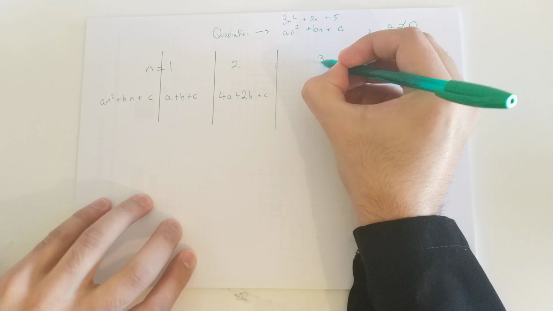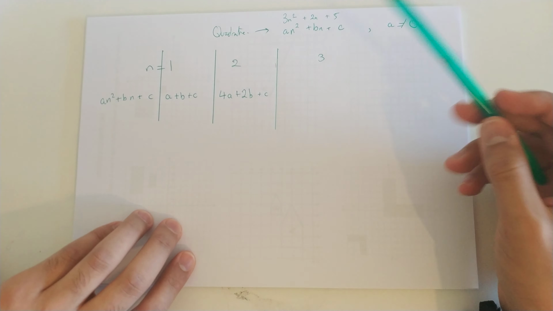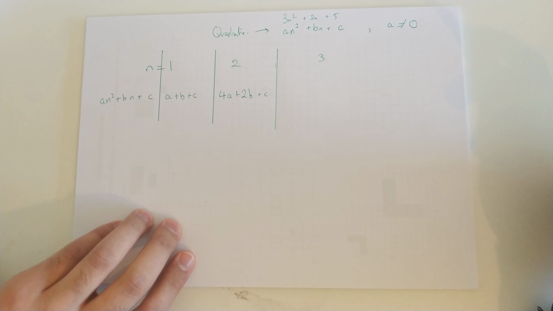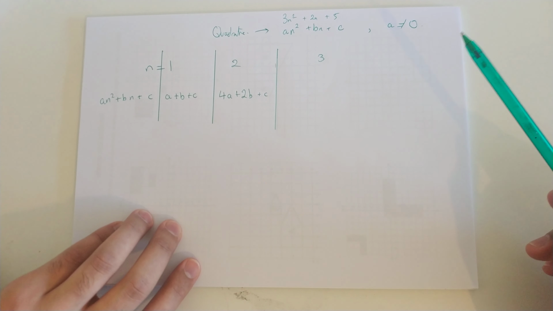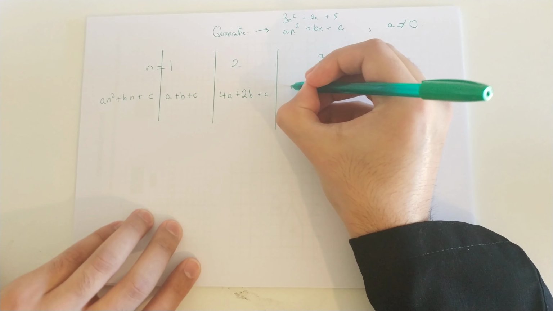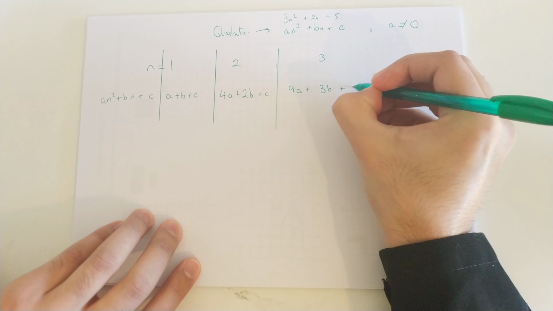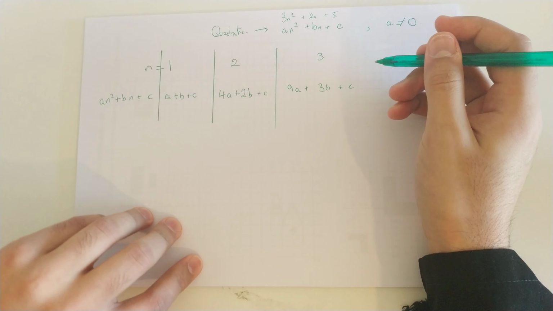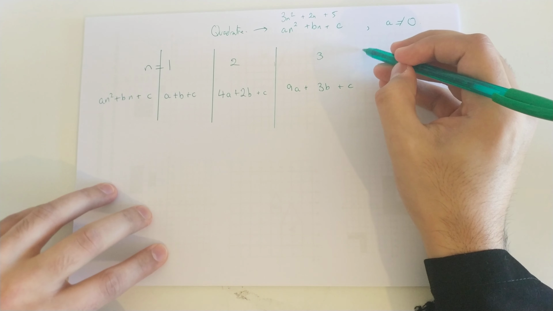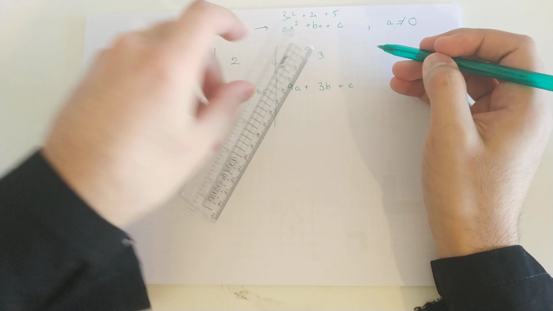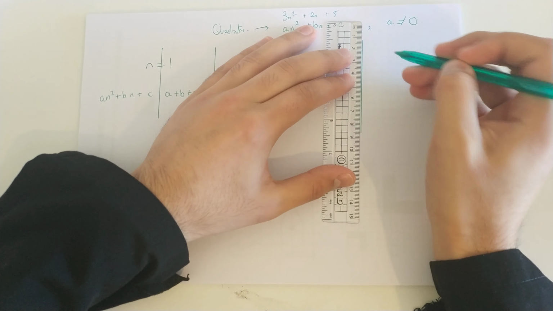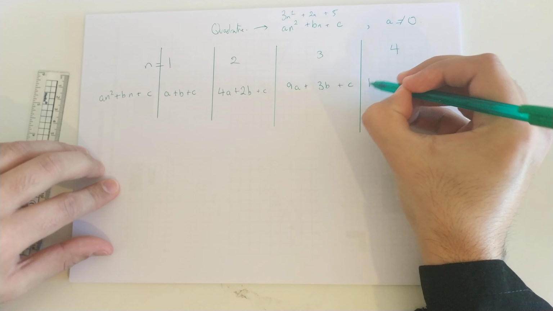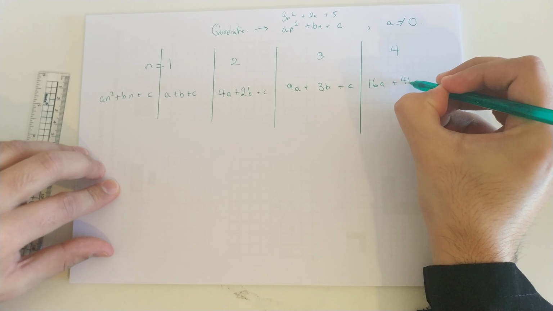And the third term, you can probably do this yourself, to be honest. If you want to pause it and have a go at proving it yourself, feel free to do so. It's a really good idea to do that. So substitute 3 in there. You get 3 squared times a, that's 9a, plus 3b, plus c. And let's go on for one more. Let's get what happens when n equals 4. So when n equals 4, I'm going to get 16a plus 4b plus c.